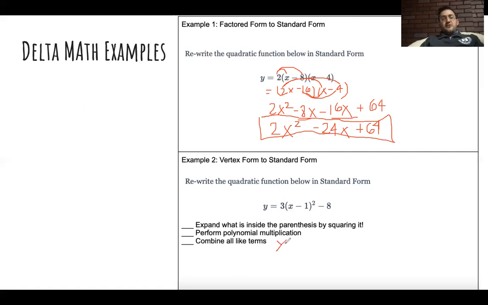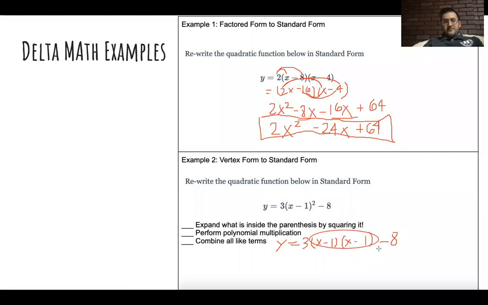So the first thing you always want to do is expand what is inside your parentheses by squaring it. So x minus 1 squared is the same thing as x minus 1 times x minus 1. And then I have a minus 8 as well. And so this x minus 1, I'm just going to circle it and show you where exactly it came from. The x minus 1 times x minus 1. It came from expanding that x minus 1 squared.